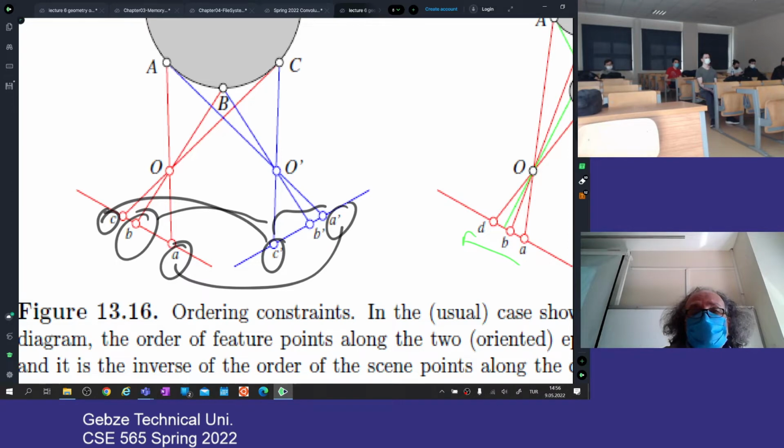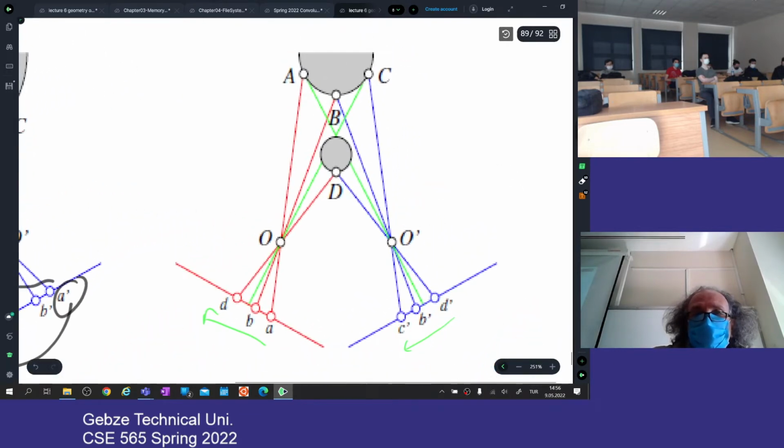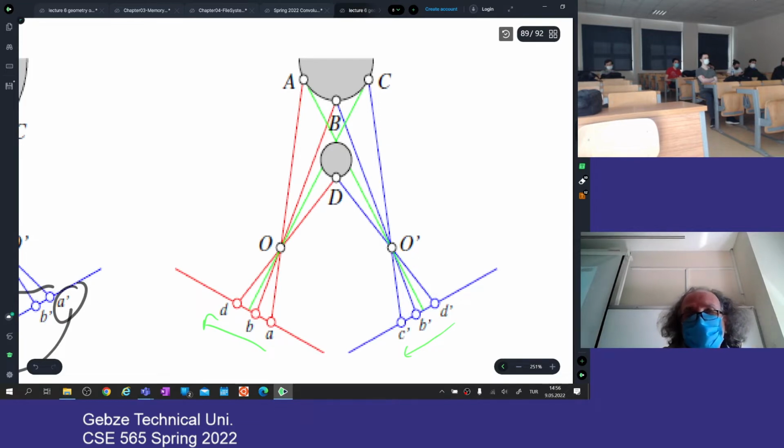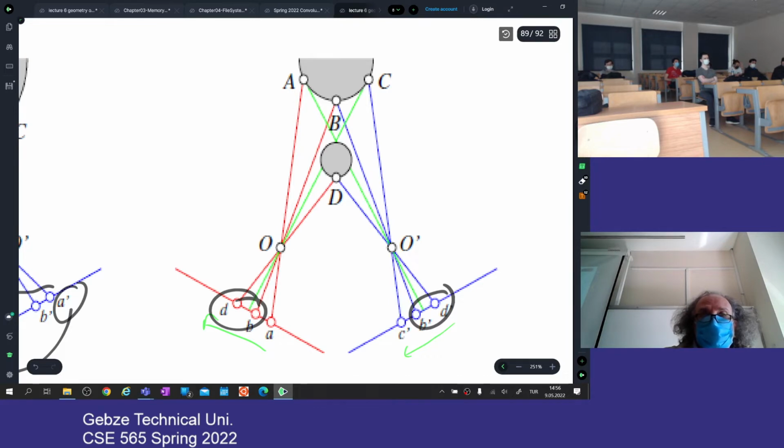This correspondence constraint is only valid if you have a continuous surface. But if you don't have this continuous surface, for example, ABC is a continuous surface, but D is another surface, okay, there is a discontinuity. In that case, the order is A, B, D, then this one is D, B, C. So D and B are changing orders, right? So if you don't have a continuous surface, this constraint doesn't hold.